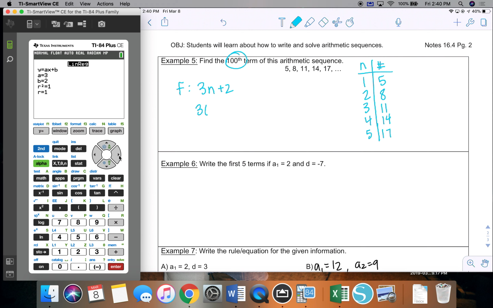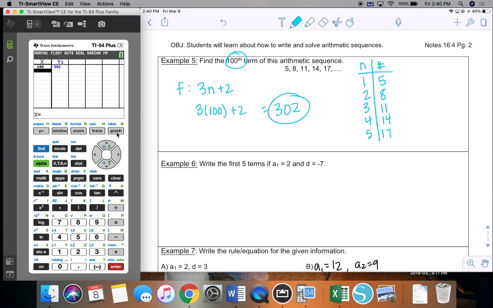So the 100th term, we're going to plug in 100, or put this in y equals. So 3x plus 2. I don't really want to scroll in my table, so remember that you can do second table set and turn independent to ask. So when I type in 100, it tells me that this is 302.